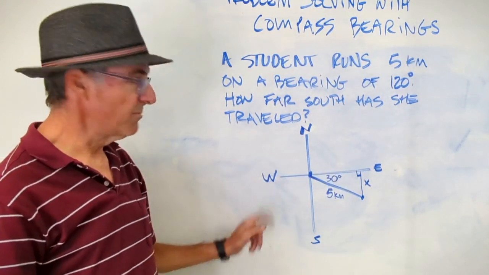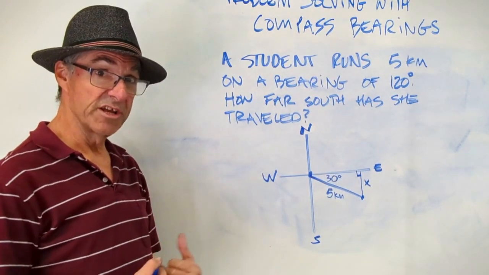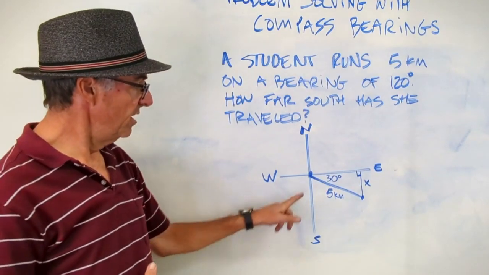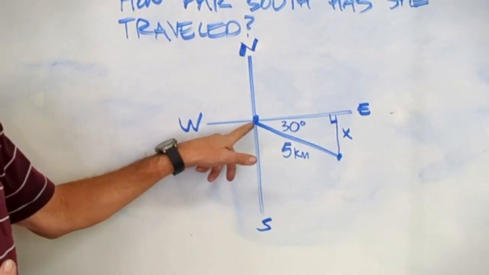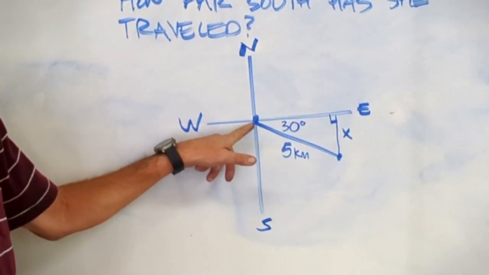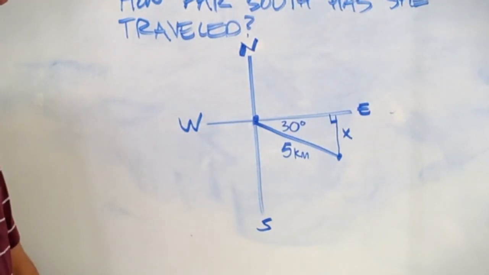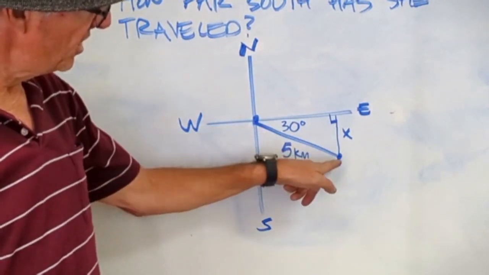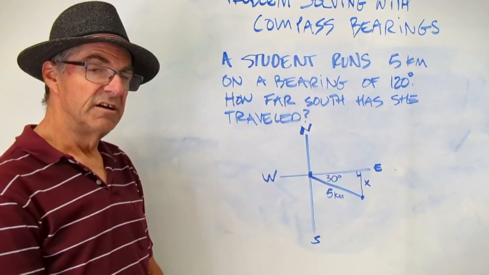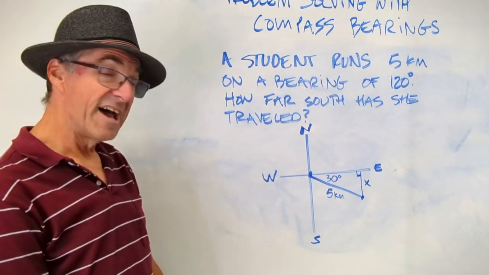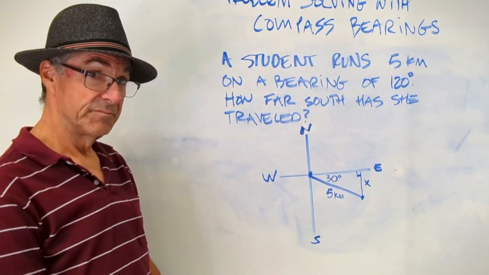I've got my compass, marked all my compass points so that I'm orientated to what's going on. She starts at the center. You've got to assume that because we're wanting to know how far south she has traveled. And she's running 5 kilometers, so that's that distance. And I have 30 degrees in there. I'm hoping that you can see why that's 30.